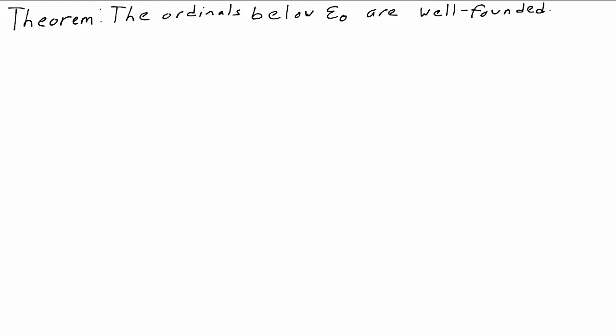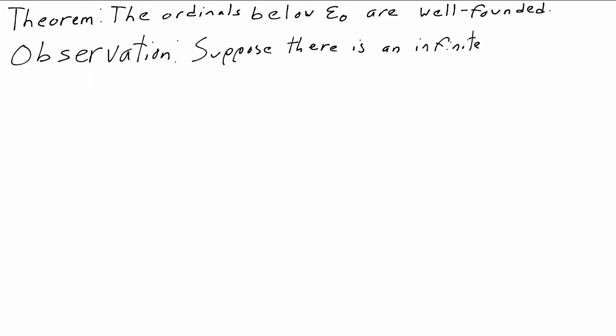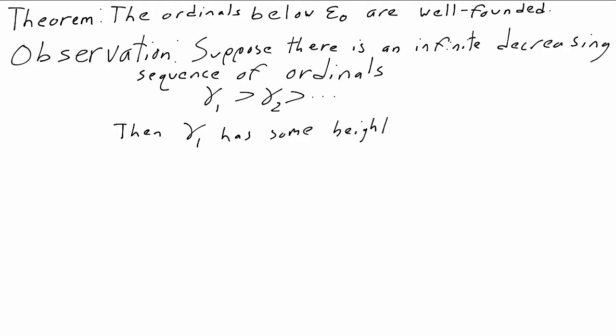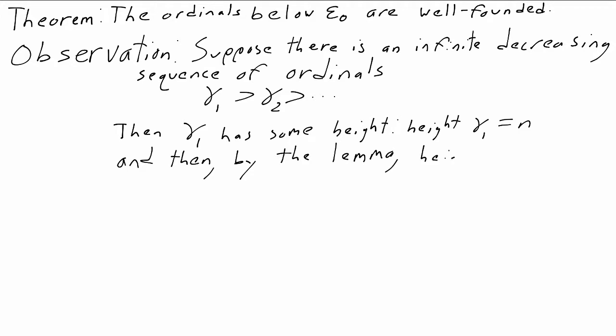Let's make a quick observation. Suppose there were an infinite descending sequence of ordinals, gamma 0 greater than gamma 1, dot dot dot. Then the very first ordinal in it would have some height n. And by our lemma, all the other ordinals in the sequence would also have height at most n. So these infinite descending sequences, these things we want to prove don't exist, they have a bounded height. And using that, the idea is to go by induction on the height.